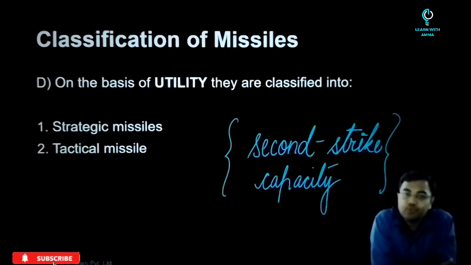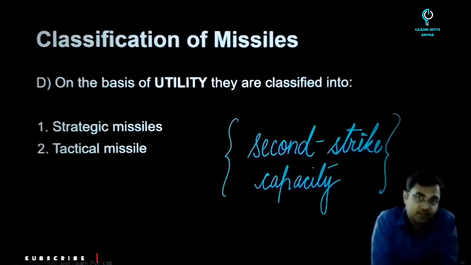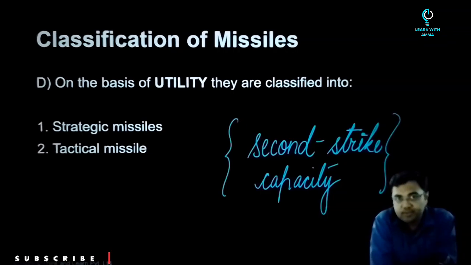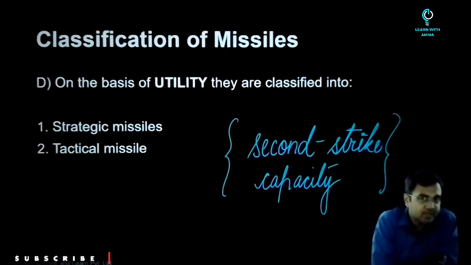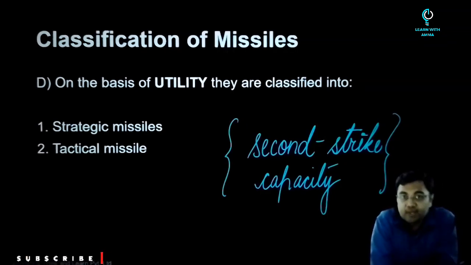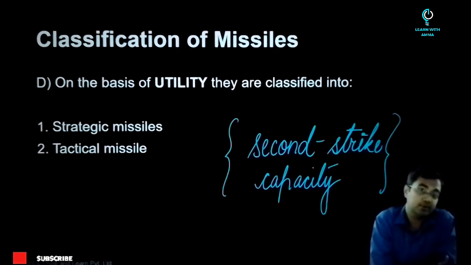Now, apart from these four classifications that we have seen, there can be many other ways also to classify the missiles. For example, on the basis of propulsion, whether we are using a solid propellant or a liquid propellant, a cryogenic propellant, there can be a classification. Not only this, there can be a classification on the basis of what kind of aerodynamic control we are providing, what kind of guidance we are providing, whether it is wing guided or tail guided. There are many ways in which we can classify the missiles, but those classifications are not very important.